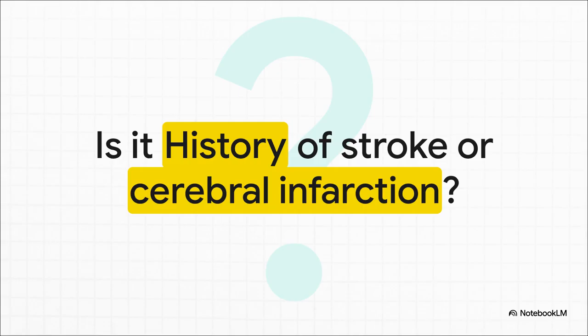If a chart just says history of stroke, a coder might miss the true complexity of the case. But if you ask the physician to clarify if it was actually a history of cerebral infarction due to embolism, that changes the entire coding landscape. It paints a much more accurate picture of the patient's risk profile.